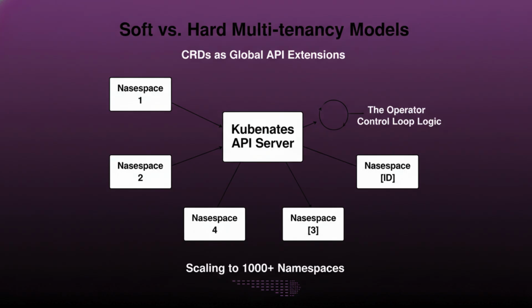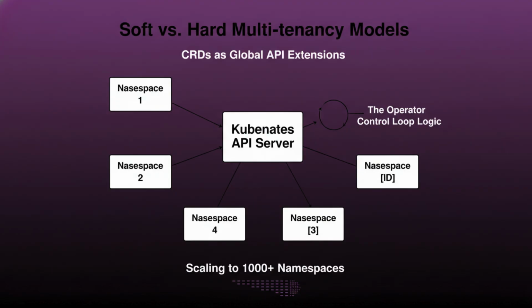When we introduce custom resource definitions, or CRDs, we are essentially extending the Kubernetes API. However, in a multi-tenant cluster, these extensions become global objects that can impact every tenant. Our goal today is to master the patterns that allow us to deploy these powerful automation engines without compromising the security or stability of the underlying platform.